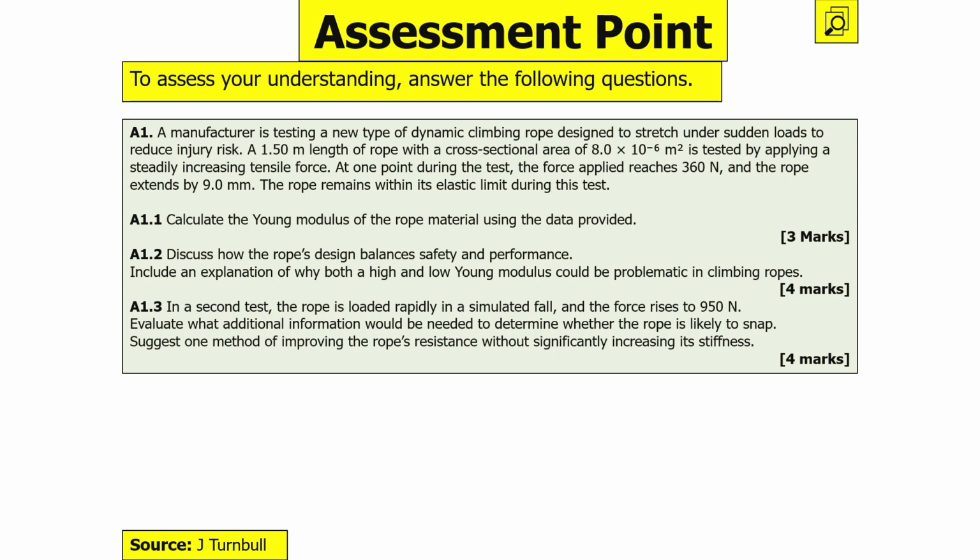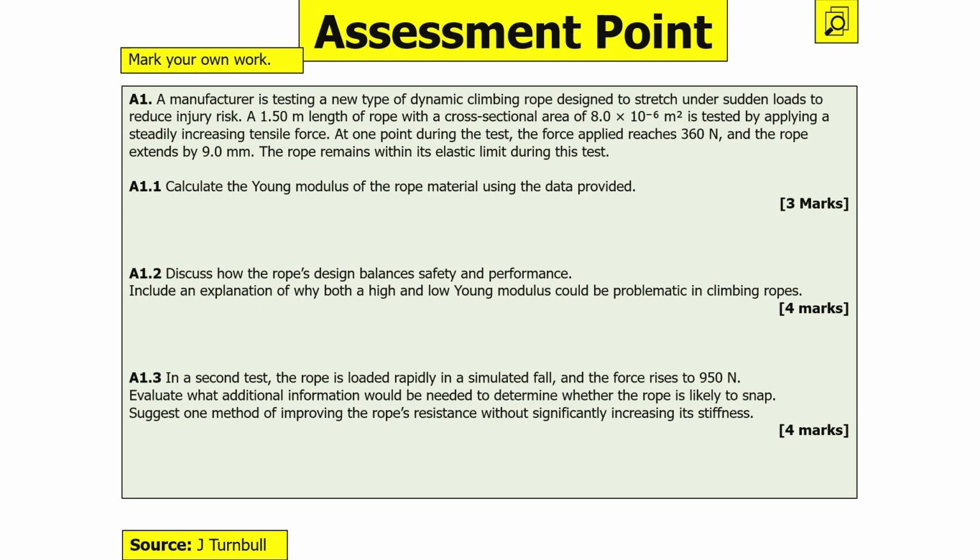Calculate the Young modulus of the rope material using the data provided. Discuss how the rope's design balances safety and performance. Include an explanation of why a high and low Young modulus could be problematic in climbing ropes. And in the second test, the rope is loaded rapidly in a simulated fall, and the force rises to 950 newtons. Evaluate what additional information will be needed to determine whether the rope is likely to snap. Suggest one method of improving the rope's resistance without significantly increasing its stiffness. So pause the video now, then unpause the video when you want to go through your answer.